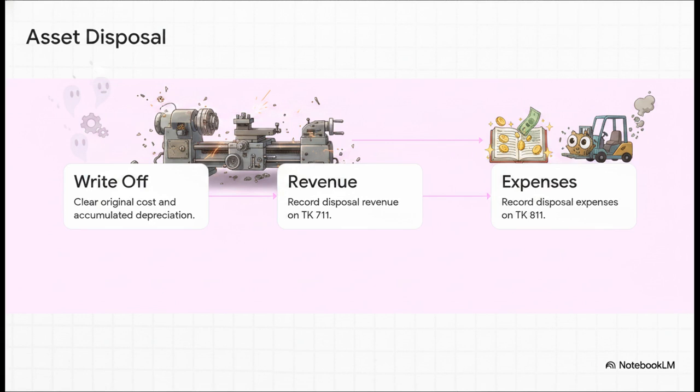Step 2, if we manage to sell it for scrap metal, we record that incoming revenue on TK711, which is other income. And Step 3, any cost we incur to dismantle it or haul that old machine away goes into TK811, other expenses. Keep this liquidation process in the back of your mind. You're going to see the financial impact of it a bit later.